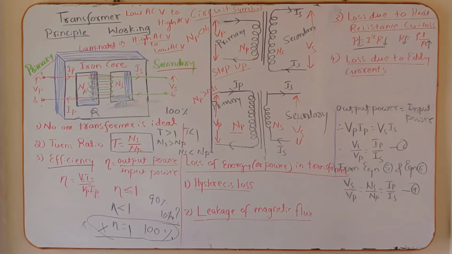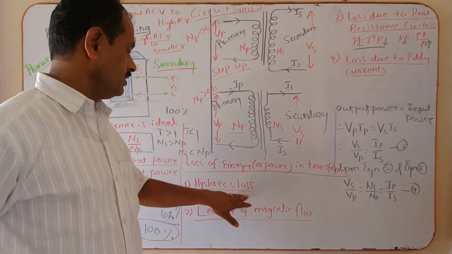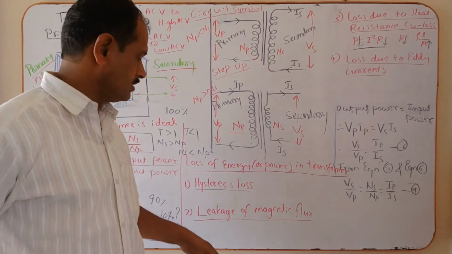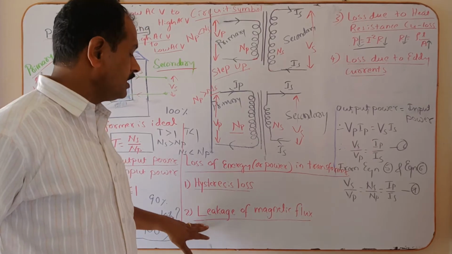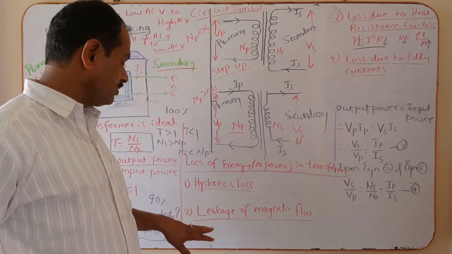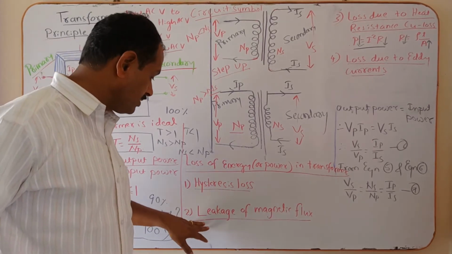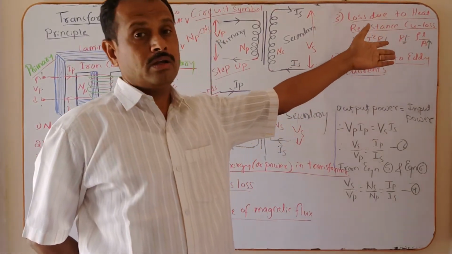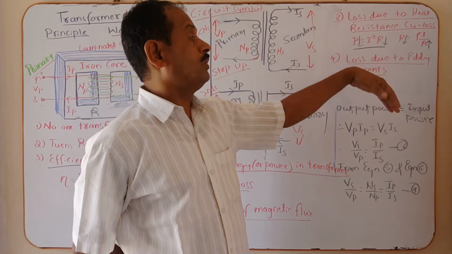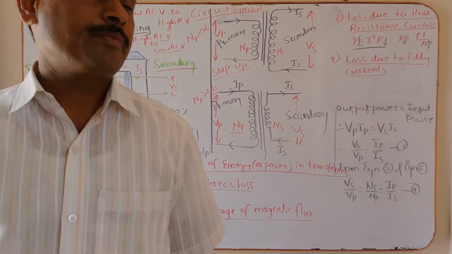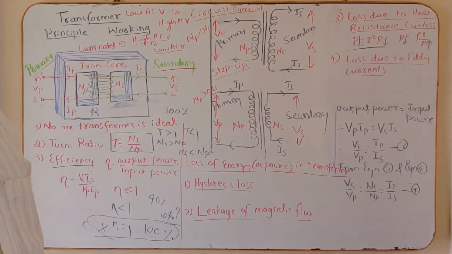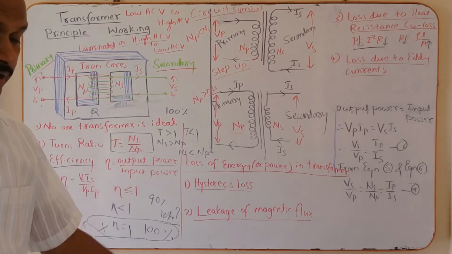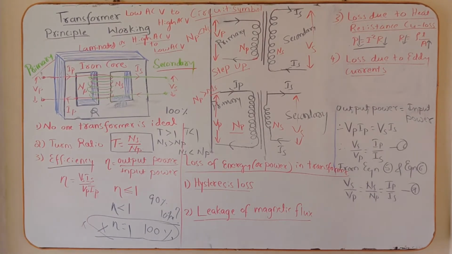And how to minimize them, I already explained in the previous few minutes: how you minimize the hysteresis loss, how you minimize the leakage of magnetic flux, how you minimize the loss of energy due to the resistance, and how you minimize the loss of energy due to the eddy current. These are very important points. It is the last topic in the alternating current chapter.